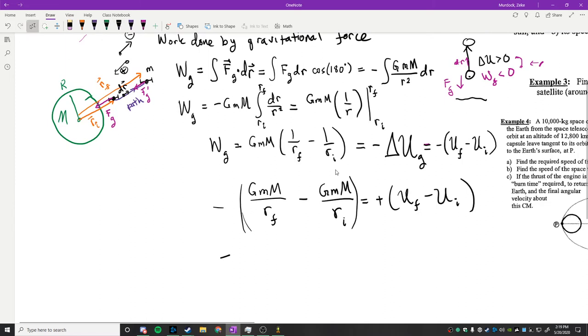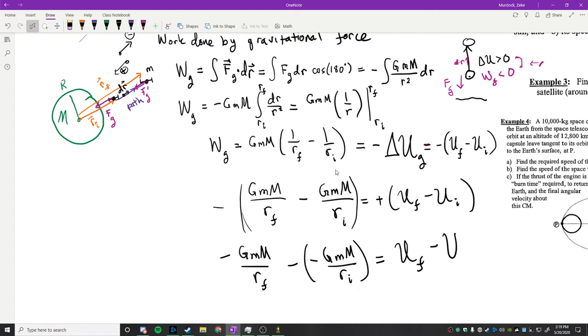Then what you end up getting is negative GMm over R final minus, and now I'm going to throw a negative negative in here. I hope this doesn't confuse you too much. Okay? Can you see the similarity on both sides? You've got final, you've got a minus sign, and you've got initial. So it must be the case that this term and this term have to be equivalent, and that term and that term have to be equivalent, which means we get an answer for what the potential energy due to gravity is.